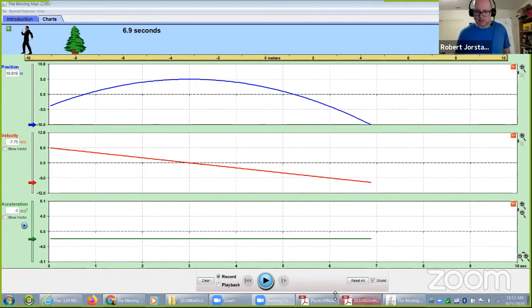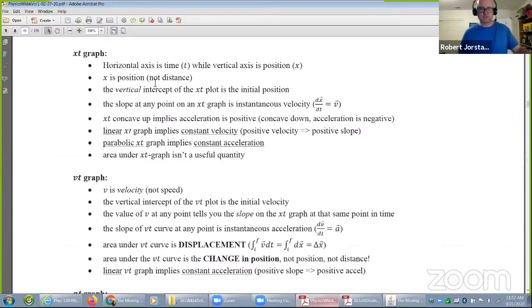So now, oh wait, let's go back to this one here. Watch out. I can't stress this enough. This silly little implied i-hat that I keep hammering on, if I don't do that on test day, you're going to make that mistake. So I'd rather be boring and repeat myself a lot and lock that in. Okay. Look at this. Vertical intercept of the XT plot means initial position.